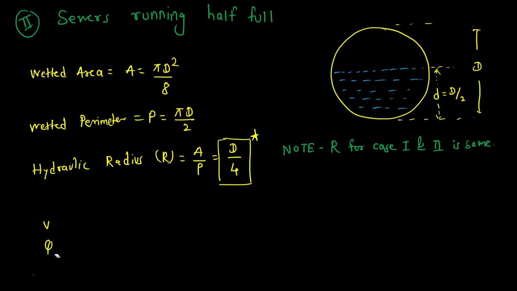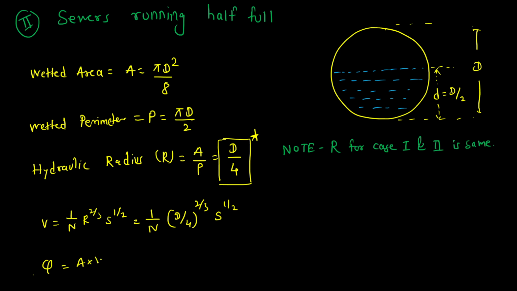So even we can write it down. For this case I will write down, for the remaining cases you can just write the formulas. So V is equal to 1 by n r to the power 2 by 3 s to the power 1 by 2. So 1 by n, what is the value of r? D by 4 to the power 2 by 3 and s to the power 1 by 2. So Q value is area into velocity.